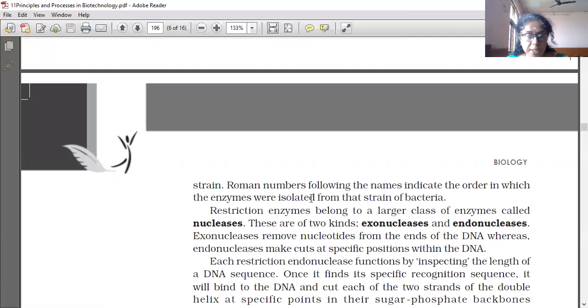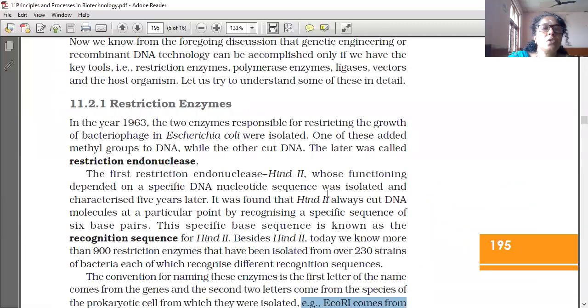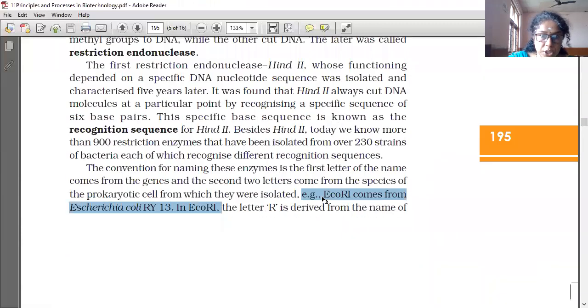The Roman number following the name indicates the order in which the enzymes were isolated from that strain of bacteria. So now we are discussing the restriction enzymes.